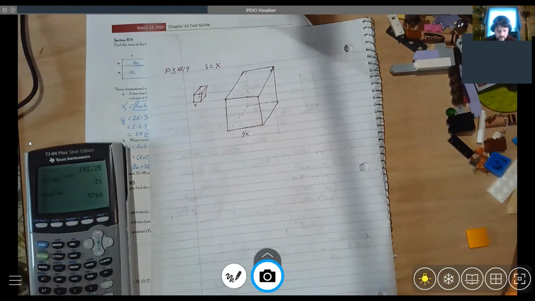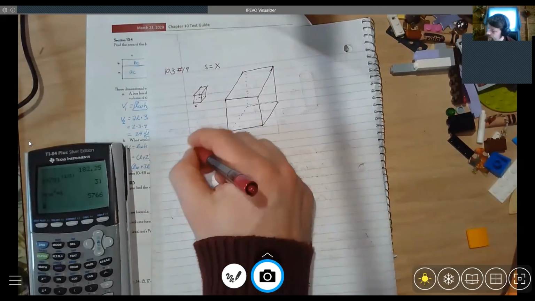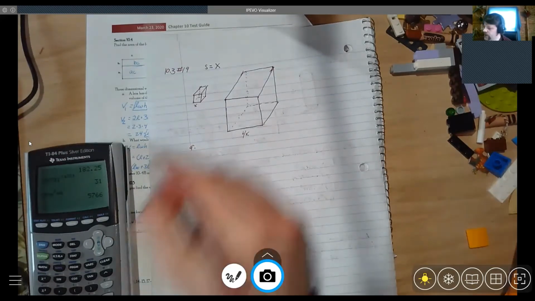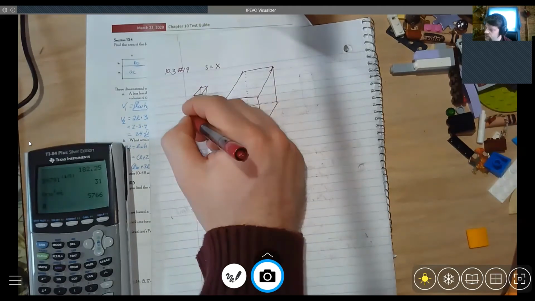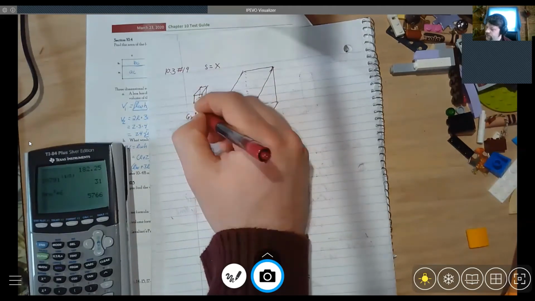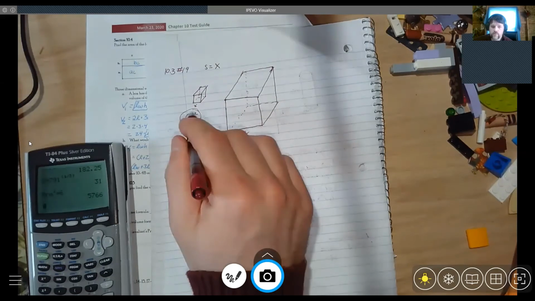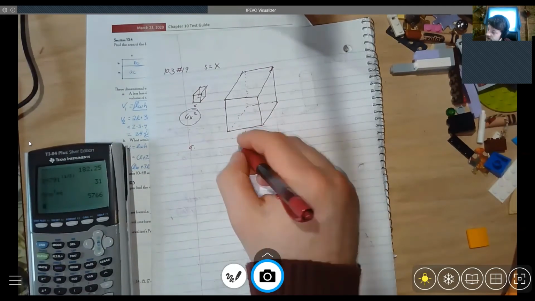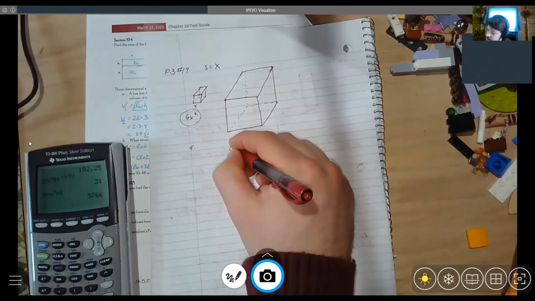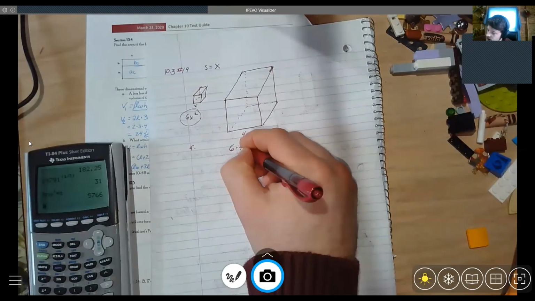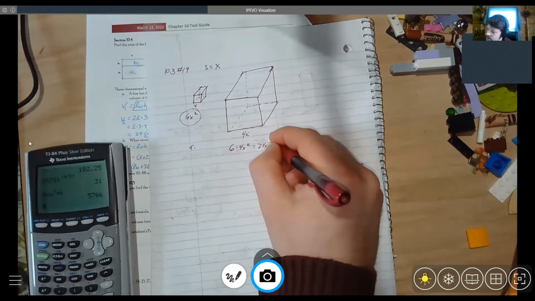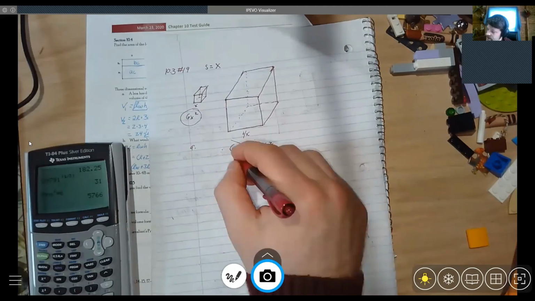All right, and for letter A, it says find the ratio of the total surface area of the smaller cube to that of the larger cube. So the surface area of this cube is just 6x squared, right? Because you take the surface area formula, put in x. And down here, it's a little tricky with your algebra. So it's not 6 times 4x squared equals 24x squared. That's not the way to do it.